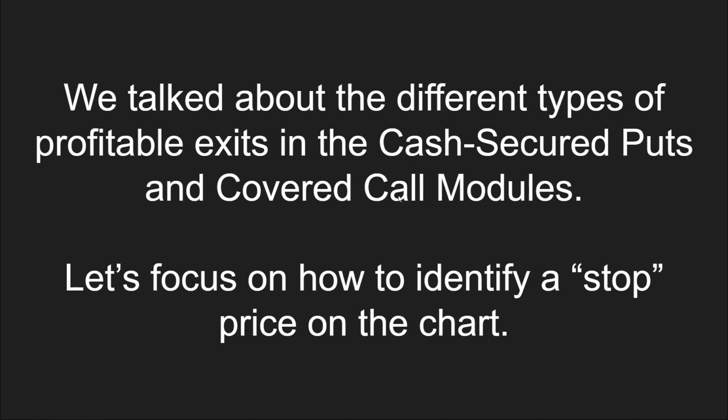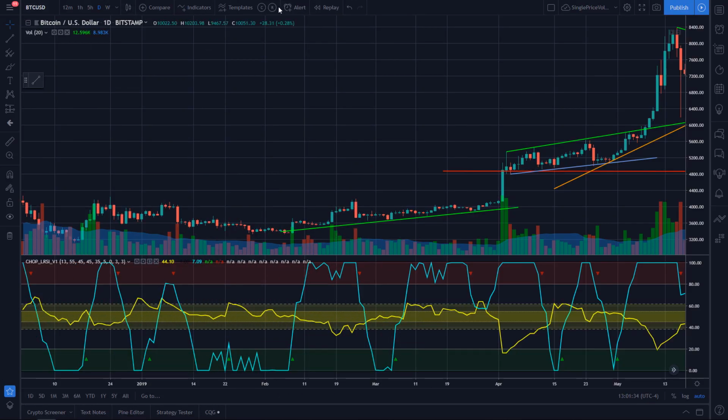So we talked about the different types of profitable exits in the cash secured puts and covered call modules. I'm not going to talk about those now. We talked about either letting it expire or taking it off at a 50% profit, which is very conservative, those kind of things. So let's focus on how to identify a stop price on the chart. Okay, off to the chart.